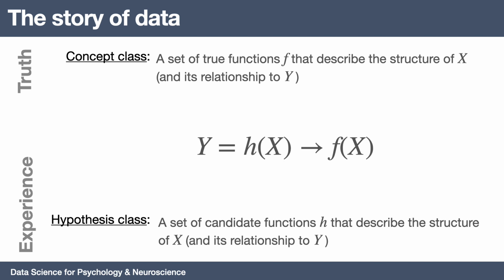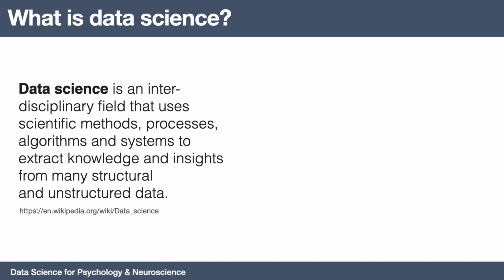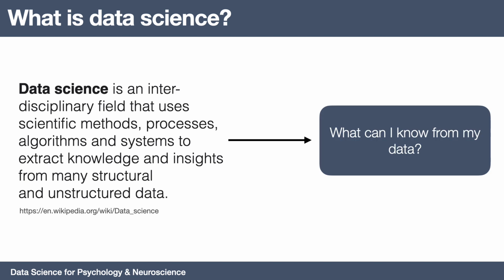So going back and taking a step back, what is data science? It's an interdisciplinary field that uses scientific methods, processes, algorithms, and systems to extract knowledge and insights from many structural and unstructured data. This is your standard Wikipedia definition. Another way to put this, however, is what could I know from my data? What can I learn from my data?